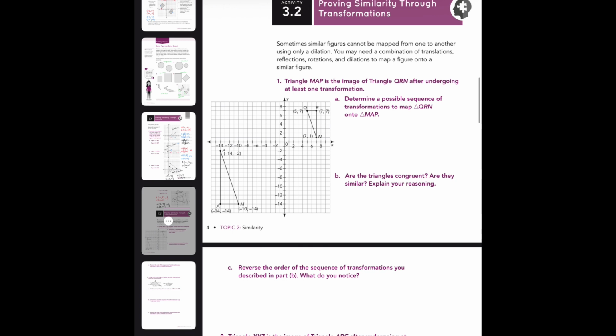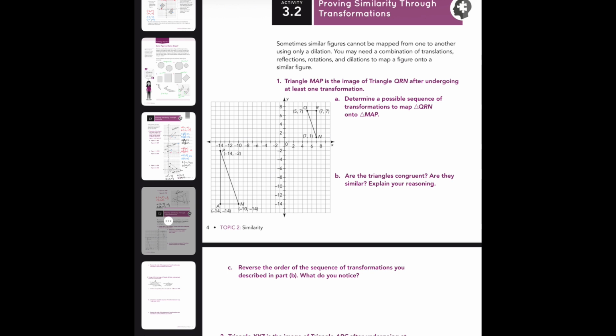All right, so proving similarity through transformations. So now we're going to see if we can transform these around to not only dilate them, but get them aligned through other transformations, whether they're translations, rotations, reflections, anything of the transformations that we have learned. So it says triangle MAP is the image of triangle QRN. So the original is QRN. After undergoing at least one transformation, determine the possible sequence of transformations.